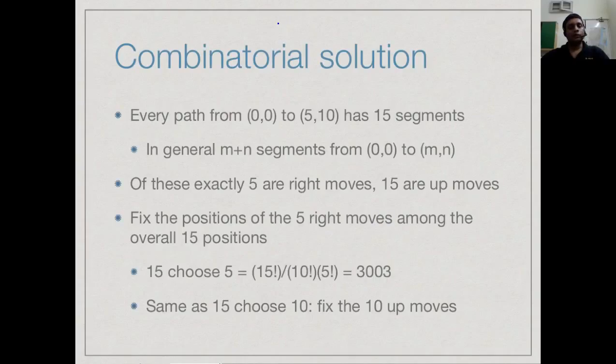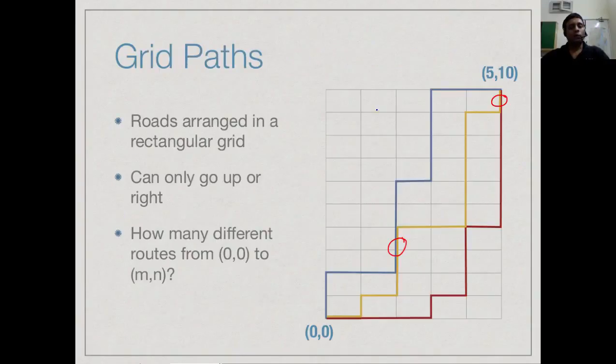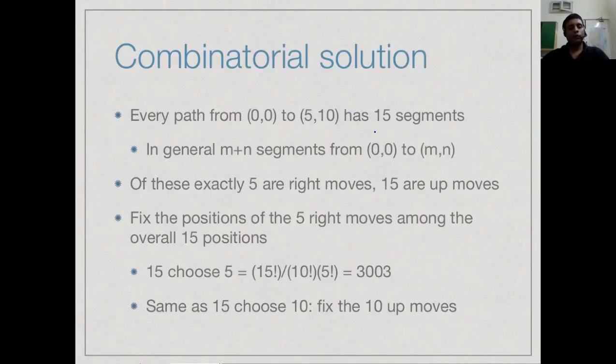Now it turns out that this problem is actually a very classical problem in combinatorics, counting, right? So the way to analyze this is to see that if I want to go from the bottom to the top, then in one dimension I must go from 0 to 5, in the other dimension I must go from 0 to 10. So totally I must make 15 steps, right? There is no choice, I must walk 15 segments. In general, if I am going to some m comma n, I must walk m plus n segments.